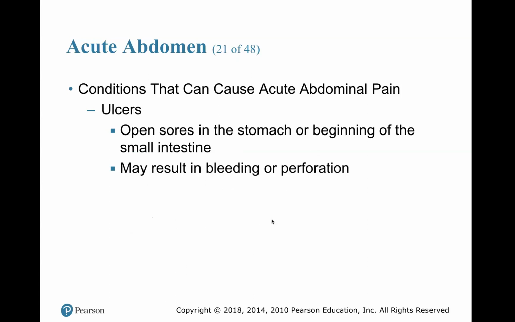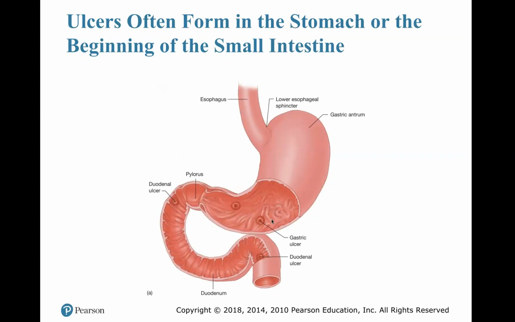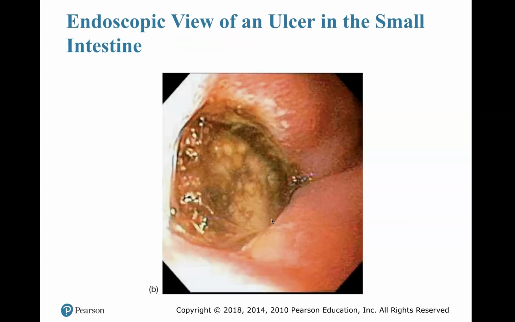Ulcers: open sores in the stomach or beginning of the small intestine. May result in bleeding or perforation. Here's a good animated illustrated figure of ulcers, beginning of the small intestine. And there's a good endoscopic view of an ulcer in the small intestine. Lovely. I just love looking at stuff like that.